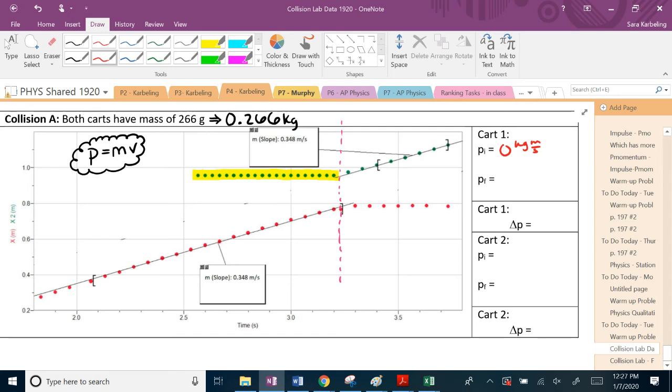Go ahead and calculate the final momentum for cart 1 based on the slope, which is the speed or the velocity, and the mass. Go ahead and do that right now. Every single person has got a calculator out. Every single person is punching numbers in. Don't rely on your partner. Don't rely on the other people in your class. You calculate it. What is the momentum of that cart?